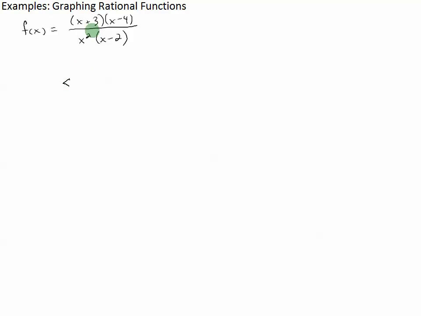So let's set up a number line here first. We'll set up our x values, and then up here we'll have our y values. Okay, so we've got -3, 4, 0, and 2. So let's see, -3, 0, 2, and 4. Those are the things that make each of these 0.